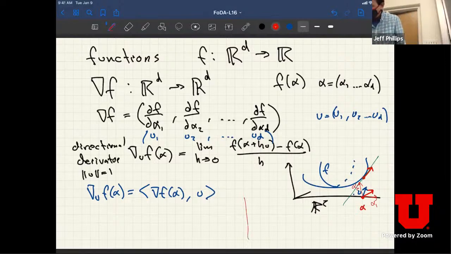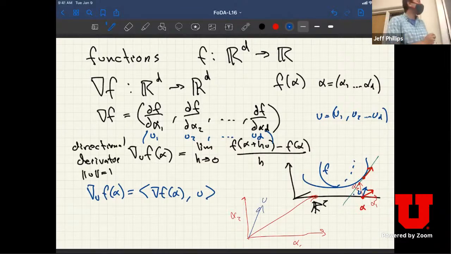Let me draw this a bit bigger here. This might be alpha 1, this might be alpha 2, and so the vector alpha is here. It's this two-dimensional thing. I have a component along the different axes, and then I take this u vector and take the dot product with it, and it tells me how much of this vector is along u. So it's saying, if I were to go in that direction, how fast is it changing? That's what this directional derivative is saying, and it can be recovered with the dot product.